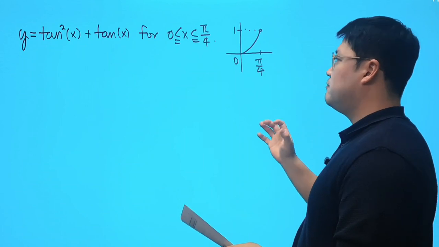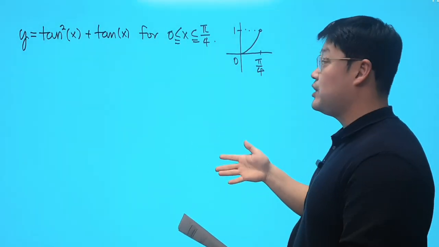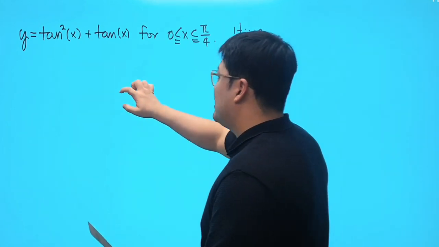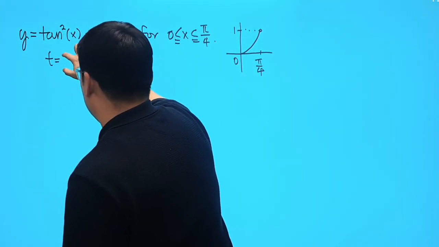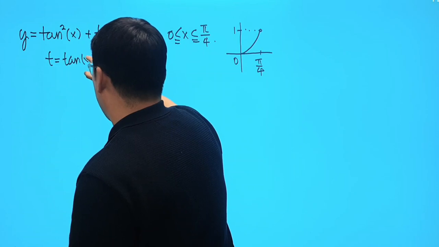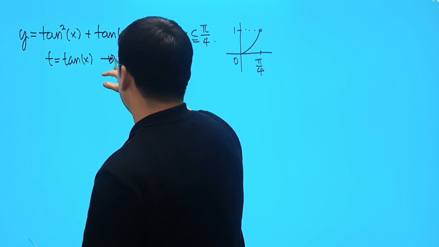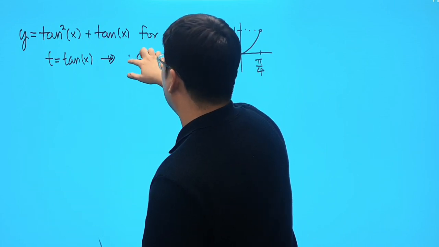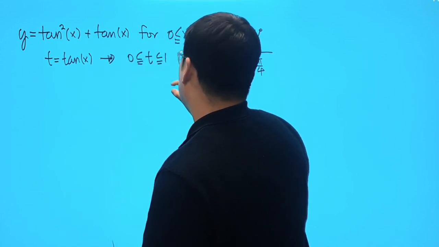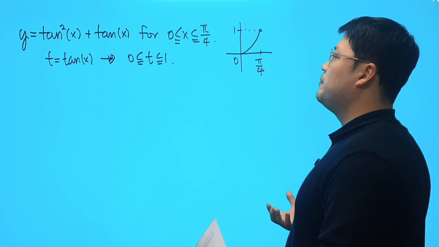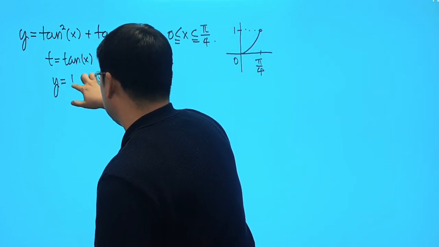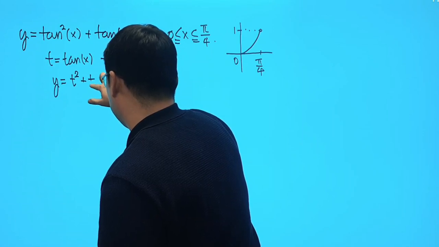So if we use the fact that t equals tangent x, using that third variable, I can tell you that we have a one-to-one correspondence between x and t in this case, and t is going to be locked between 0 and 1. So we have this little interval, and all we need to do is rewrite y equals t squared plus t.